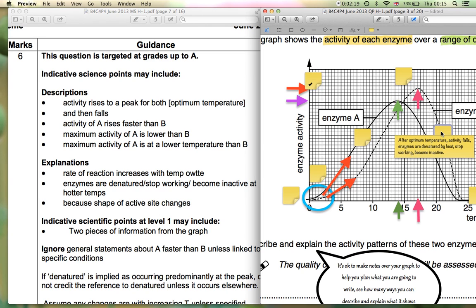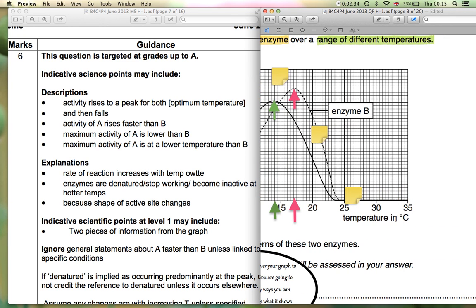After the optimum temperature, activity for both enzymes falls because the enzymes are being denatured by heat. They get less active and eventually stop working. And this is due to the active site becoming unable to fit the substrate in. So at a point where there's no activity, the active site is totally inactive and therefore nothing happens.